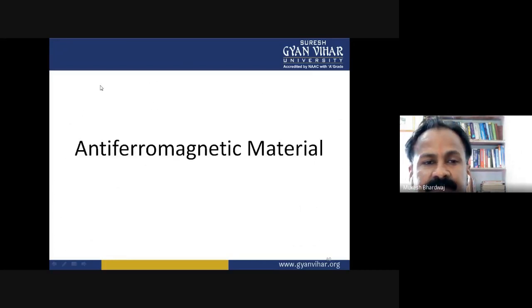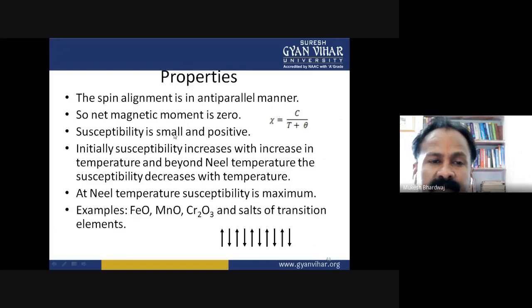Anti-ferromagnetic material property: the spin alignment is in an anti-parallel manner, shown in the figure. So the net magnetic moment is zero, because they are anti-parallel and their effect is cancelled out. Susceptibility is small and positive. Initially susceptibility increases with an increase in temperature, and beyond the Néel temperature, the susceptibility decreases with temperature. At the Néel temperature, susceptibility is maximum. Examples: iron oxide, manganese oxide, and salts of transition elements.